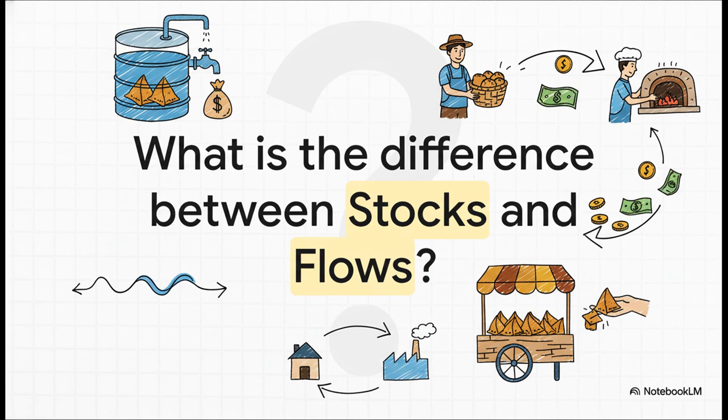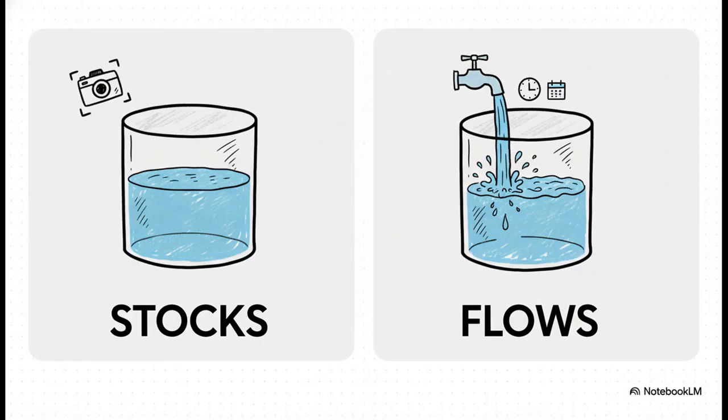What is the difference between stocks and flows? Come on, think about it. What's the answer? Here we go. A stock is something you measure at a particular point in time. It's like a snapshot. For example, the amount of water in a tank right now. A flow, on the other hand, is measured over a period of time, like the water flowing into that tank per minute. So the total money you have is a stock, but your monthly pocket money is a flow. It's all about the timing.